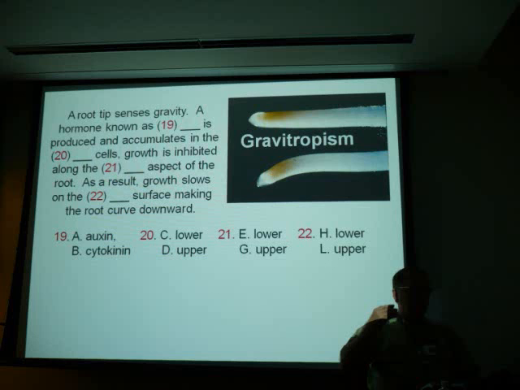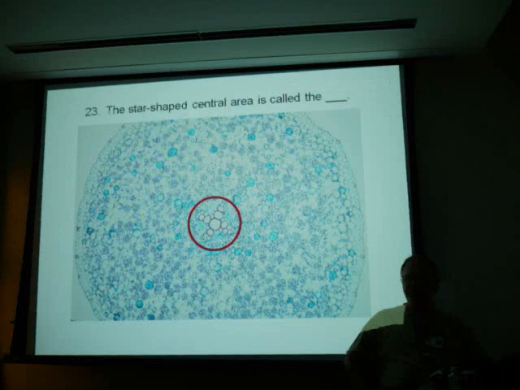I got 3 out of the 5. What's the other name for that? Stele. How do you spell it? S-T-E-L-E. It's not S-T-E-E, it's just S-T-E-L-E. Stele. Very good. And you said that was the dicot.